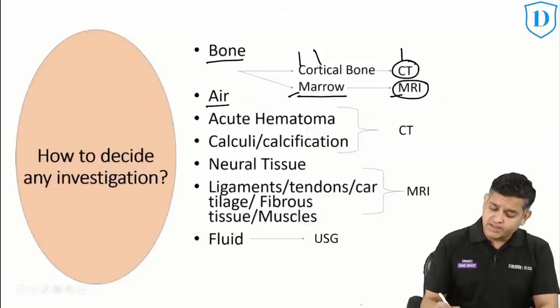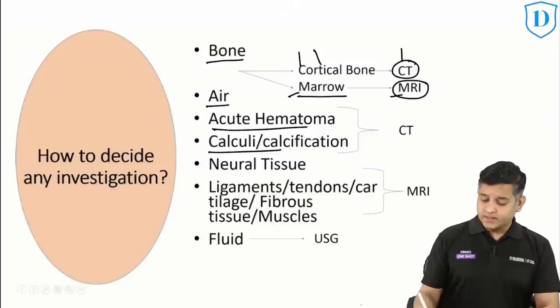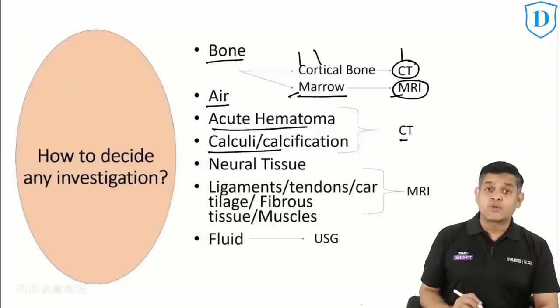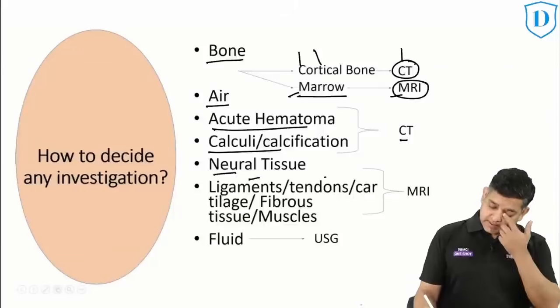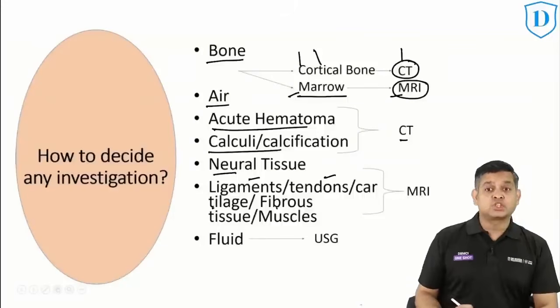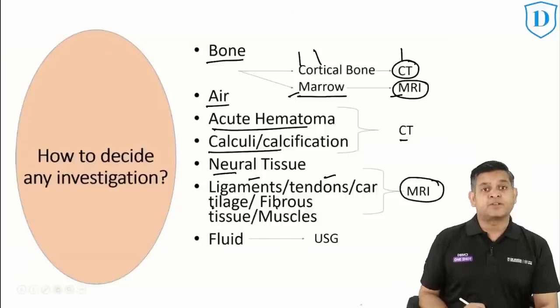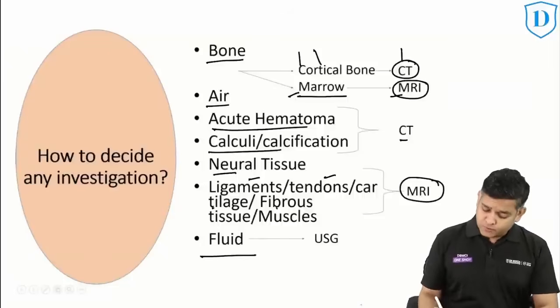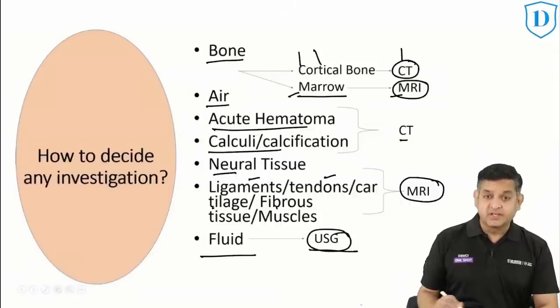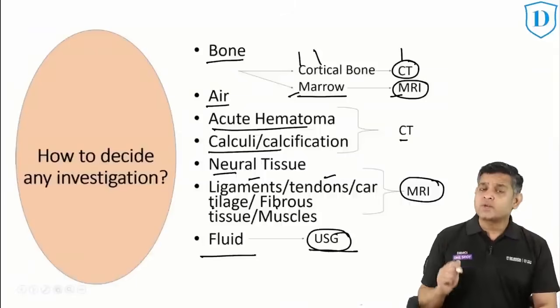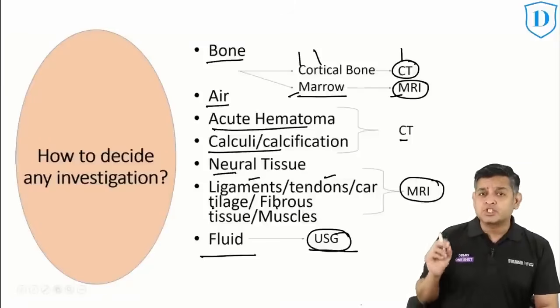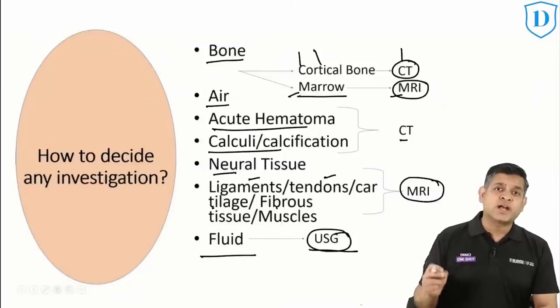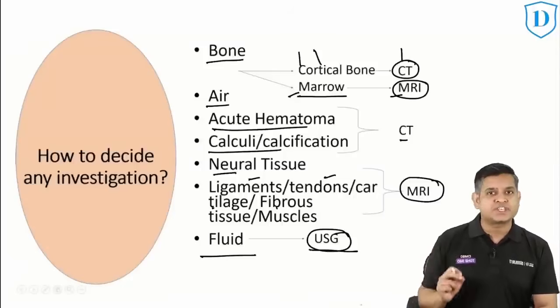If you want to see air, acute hematoma, calculi or calcification anywhere, CT is a better investigation. However, if you want to see neural tissues, ligaments, tendons, cartilage, fibrous tissue or muscle, MRI is the preferred investigation. Whenever you want to see fluid, the most useful imaging investigation is ultrasound. So whenever you are selecting whether the answer will be ultrasound, CT or MRI, look at which tissue you want to check, and according to that, pick the answer.